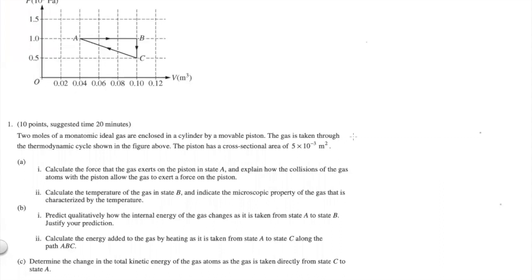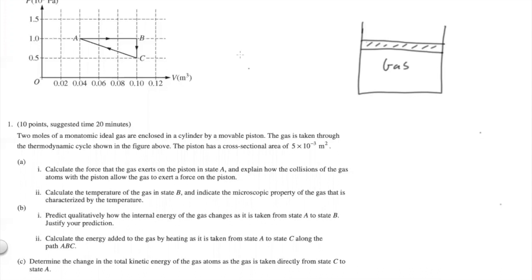Okay, so this is a thermo problem from 2016. It's number 1. So we have 2 moles of this ideal gas in a cylinder with a movable piston. And then the gas is taken through this cycle. So as I always say, for these problems, you want to think about a gas in a cylinder like this with this piston that can move up and down without friction.